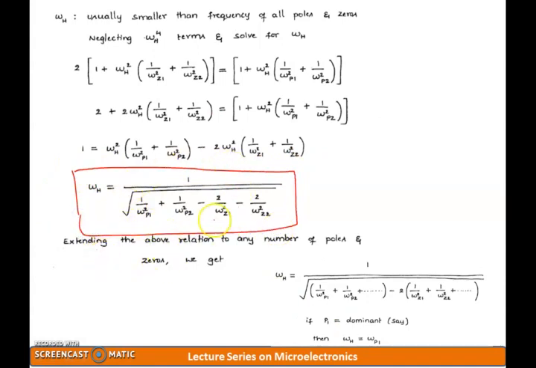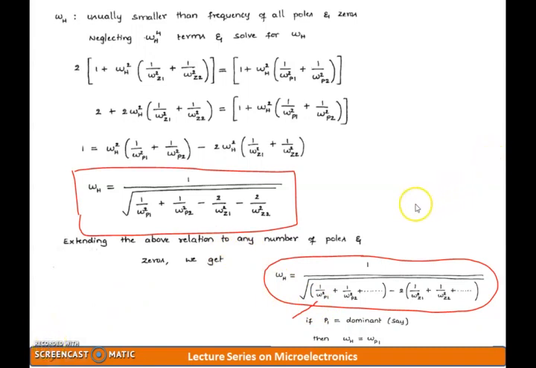Now this is what I am going to get, that is omega h, the upper cutoff frequency, given by 1 upon the square root of 1 by omega p1 squared plus 1 by omega p2 squared minus 2 by omega z1 squared minus 2 by omega z2 squared. Now I can extend this equation to any number of poles and zeros, and we can get the entire generalized expression. Remember, in all these cases, my region of interest will be this omega p1, the dominant pole, wherein the frequency where the pole exists will be the upper cutoff frequency of my amplifier configuration.